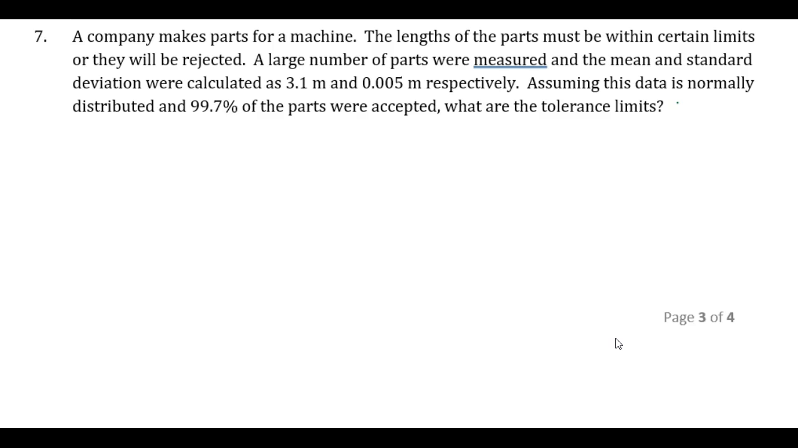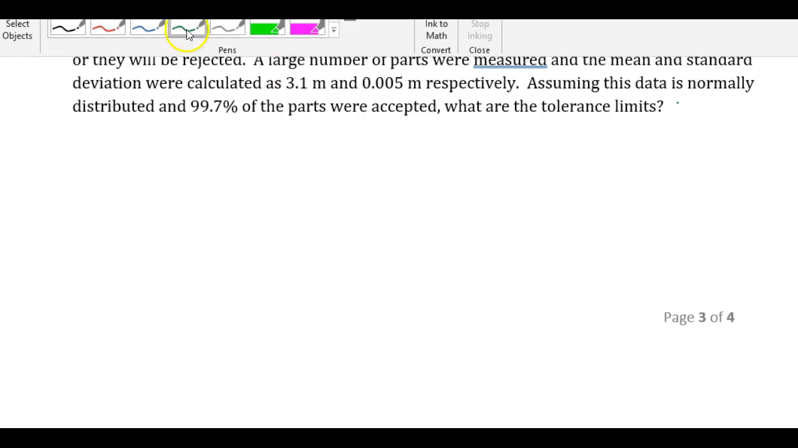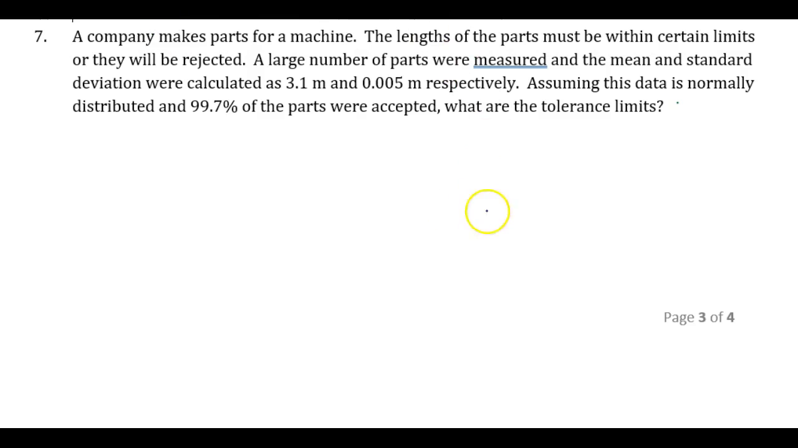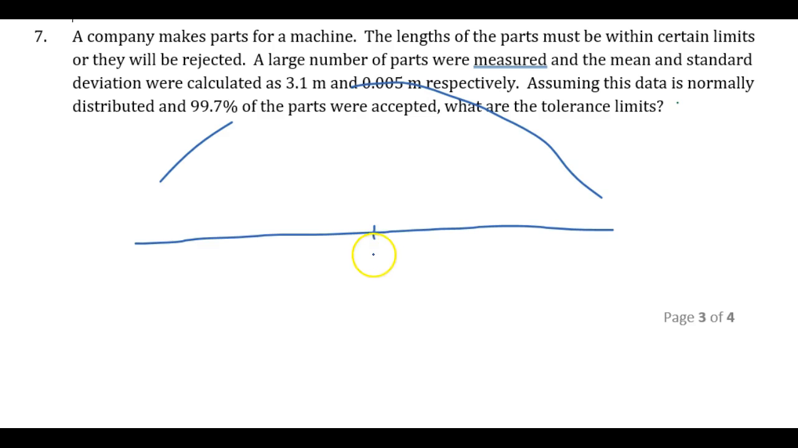Well, okay, so we didn't talk anything about tolerance limits. What's this 99.7%? Well, what we're asking is what limits, how short can the part be, how long can it be before it's rejected? And you might not have an idea how to start, but really you do. So start with considering a normal curve. And again, we're not going to draw on the top curve part here. It just gets messy.